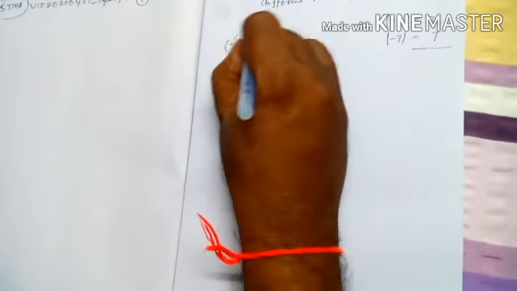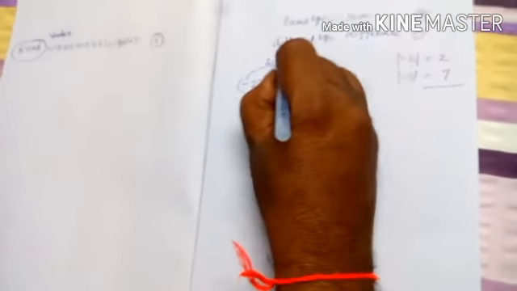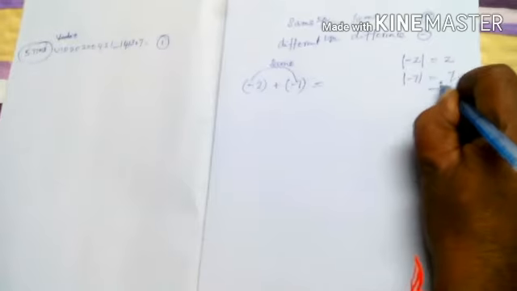Now the absolute value of -2 is equal to 2, the absolute value of -7 is equal to 7. Here same sign. That's why we have to go for sum. Same sum. That's why 2 plus 7 is equal to 9. I got the answer 9. Here both are negatives, that's why -9.